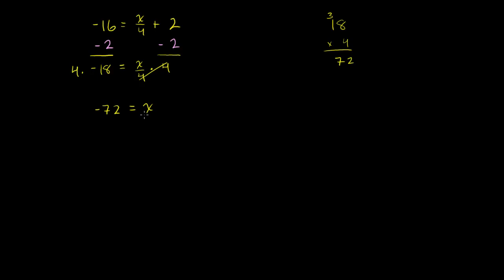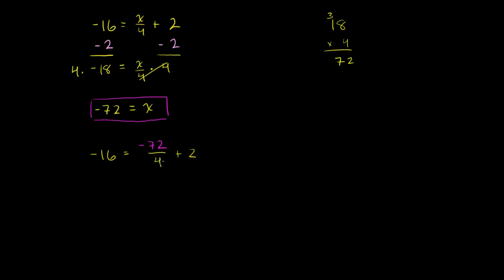And if we want to check it, we can just substitute it back into that original equation. So let's do that. Let's substitute this into the original equation. So the original equation was negative 16 is equal to, instead of writing x, I'm going to write negative 72 over 4 plus 2. Let's see if this is actually true.